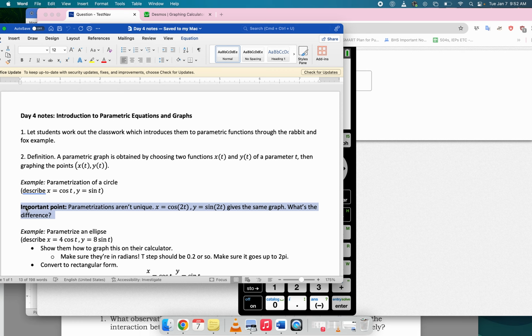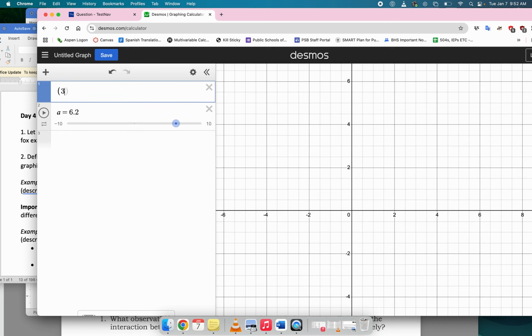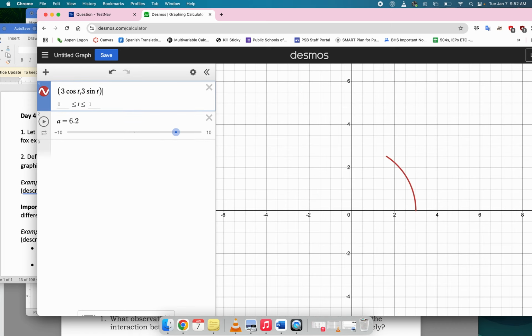In other words, you can have multiple different parametric functions describing the same graph. Like a second ago, we were looking at 3 cosine t, comma 3 sine t, let me just restore this back to what it was. And we found that that was a circle.